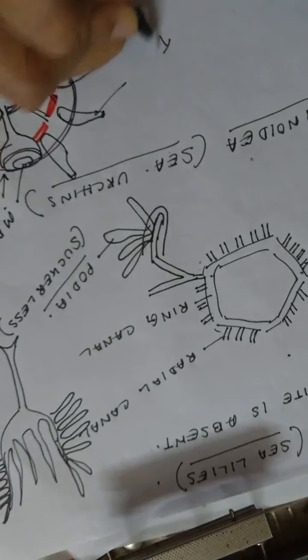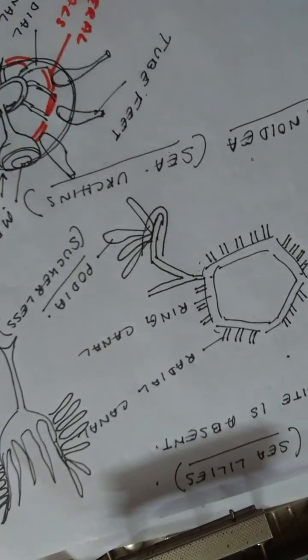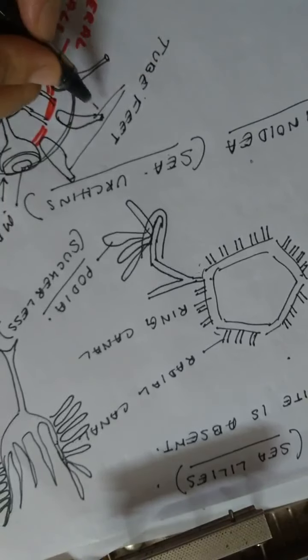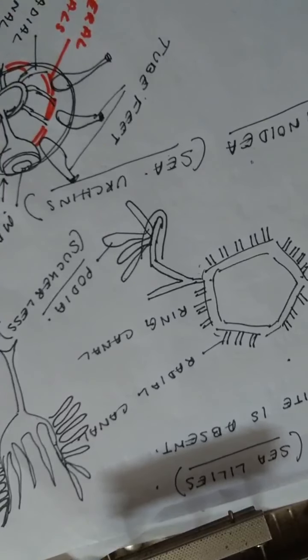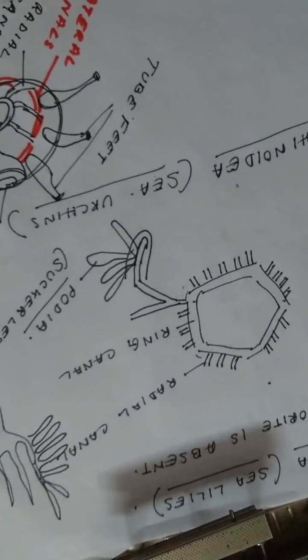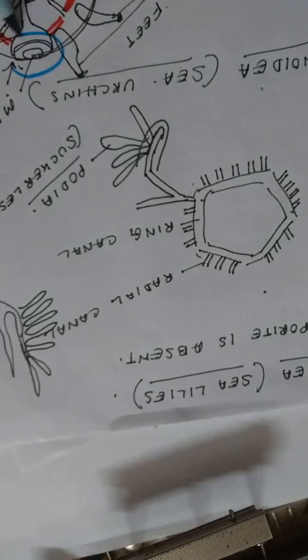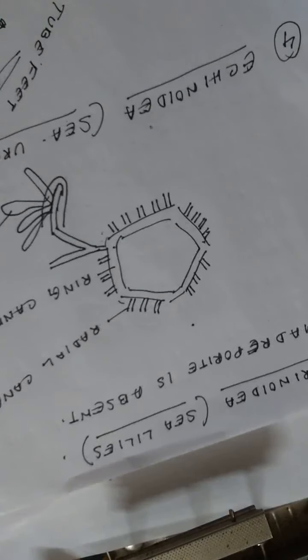So these are known as the tube feet. The tube feet may be suckered. That means a sucker may be present at the end of the tube feet, or they may be suckerless. Okay, but there is an interesting structure here in this aboral pole, that is the ambulacral plates.